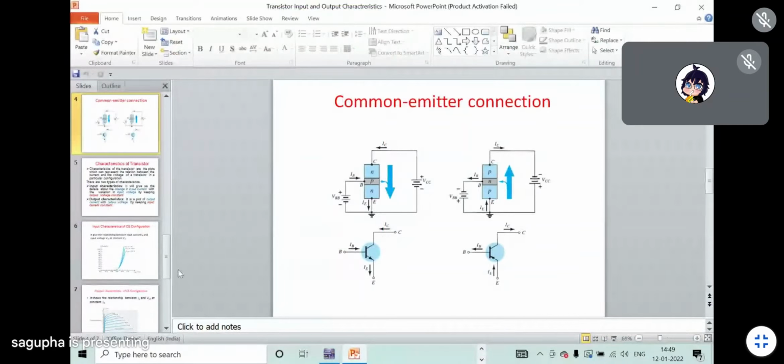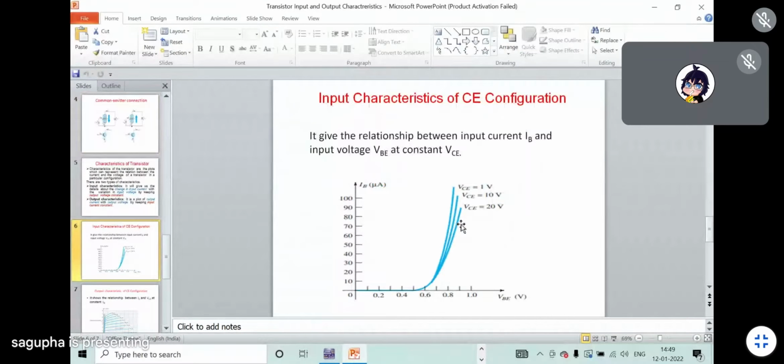Yes, ma'am. Any one of you can tell me why, if I increase my VC, this IB current is shifting to the right hand side, IB is decreasing? Why is my IB current decreasing here? Any one of you can answer this?